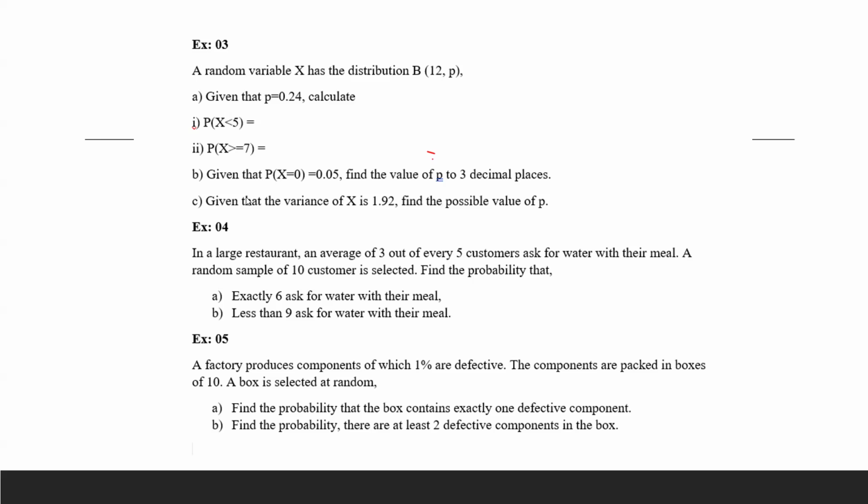What's the answer for the second part? The variable X greater than or equal to 7. What's the answer for the second one? Second part.